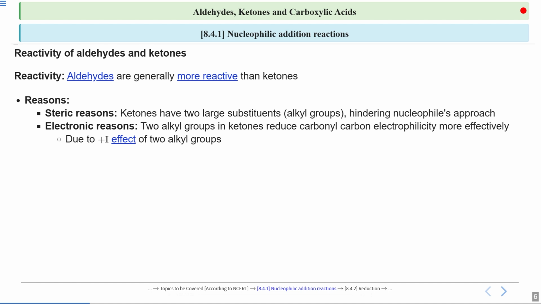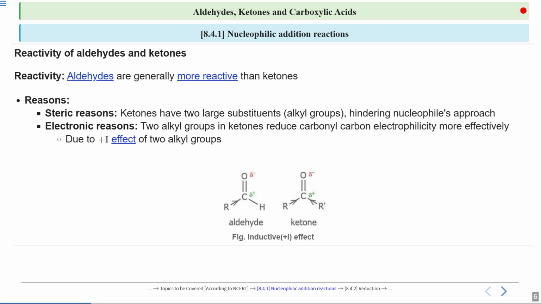Okay, this is known as the inductive effect, where electron donating groups decrease the electrophilicity. So in ketones, we have two alkyl groups which reduce the reactivity of the carbonyl carbon compared to aldehydes. And in aldehydes, we have only one alkyl group.